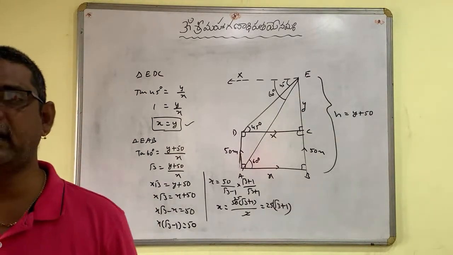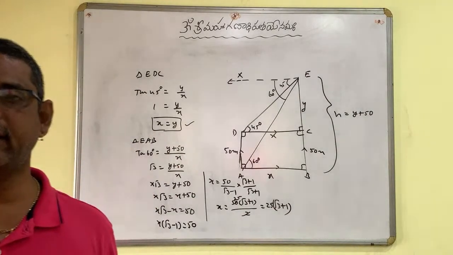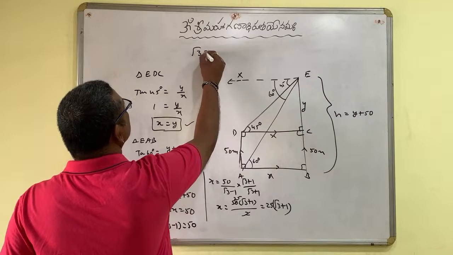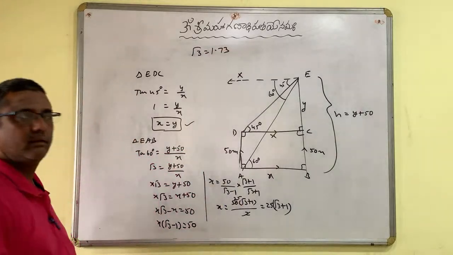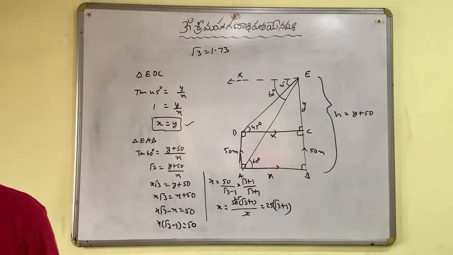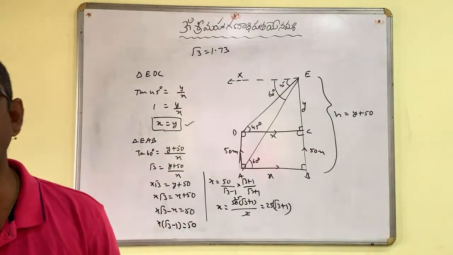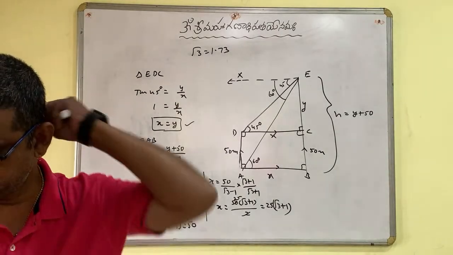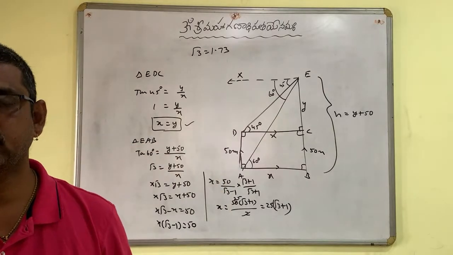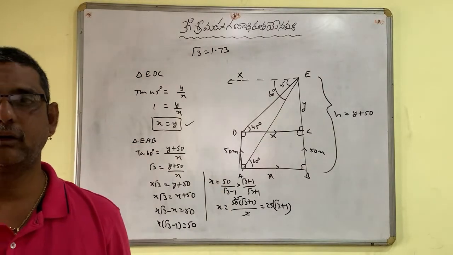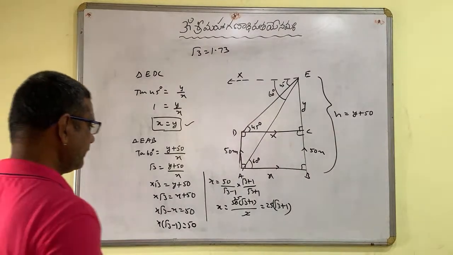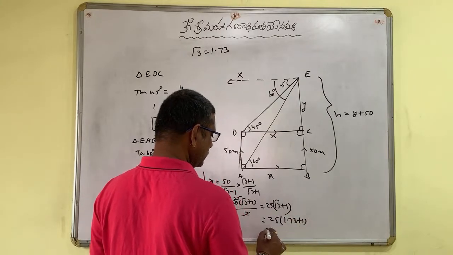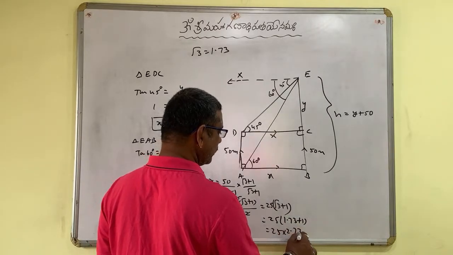The distance between the building and the tower is 25 times (root 3 plus 1). But root 3 is given as 1.73. Children, simplify and tell me the answer. How much will x be? 25 into 2.73, that is 1.73 plus 1. 25 into 2.73, how much?